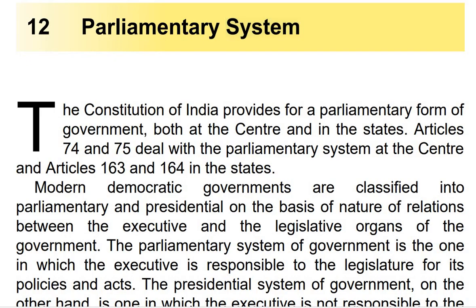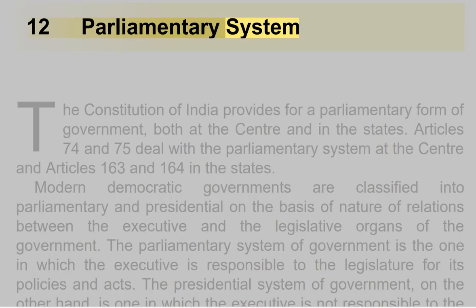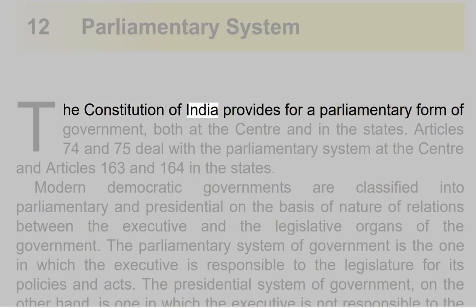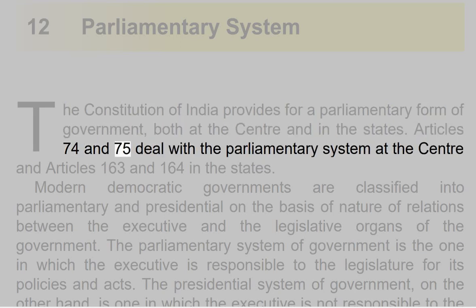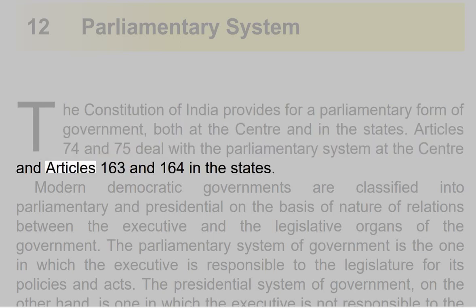Parliamentary system. The Constitution of India provides for a parliamentary form of government, both at the centre and in the states. Articles 74 and 75 deal with the parliamentary system at the centre and Articles 163 and 164 in the states.